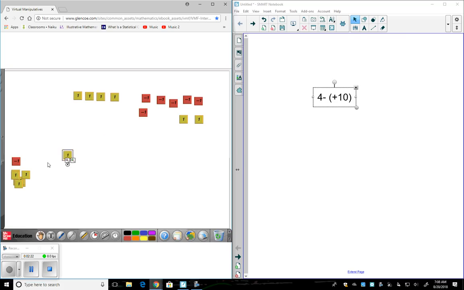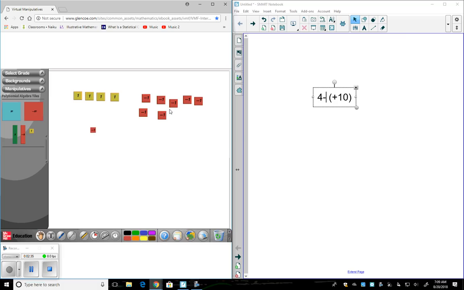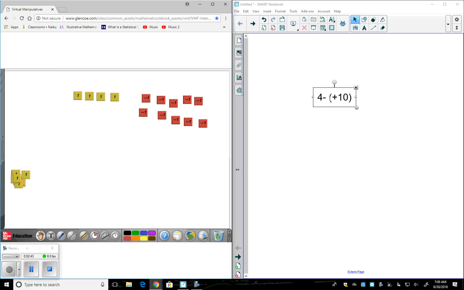I might have to drag some more counters out. Yeah, because I ran out of red. Okay, so right now I have 1, 2, 3, 4, 5, 6, 7 negatives. So I need 3 more because remember I had a positive 10. So now I should have negative 10. Now, anytime I see a negative, like right here in my problem, that means change the sign. So now I can add all of these algebra tiles together.